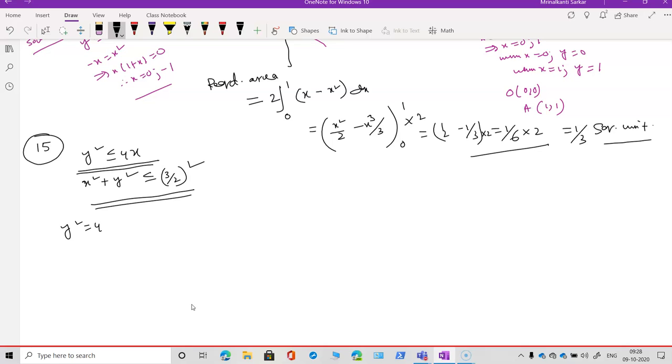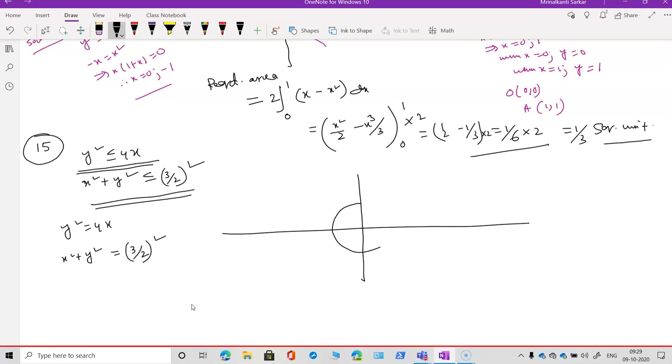Y square equal to 4x. Then x square plus y square equal to 3 by 2 whole square. Then decide the region. Decide the region where they intersect. First, this one is a circle. Center is 0, 0, radius 3 by 2. All of you know it very well. Circle, this point is also known, 0, minus 3 by 2 and minus 3 by 2, 0.